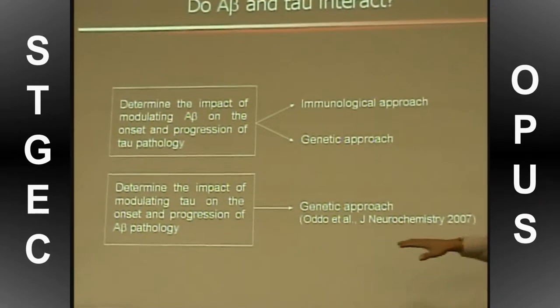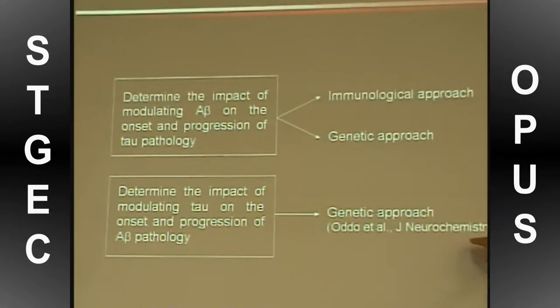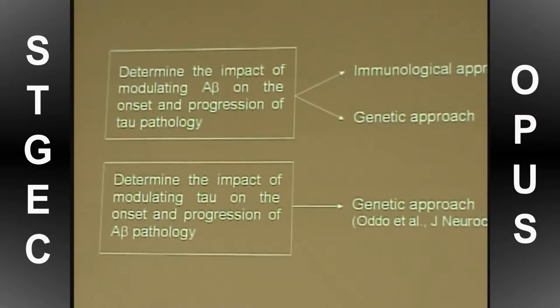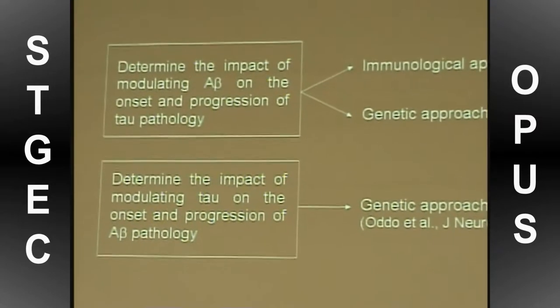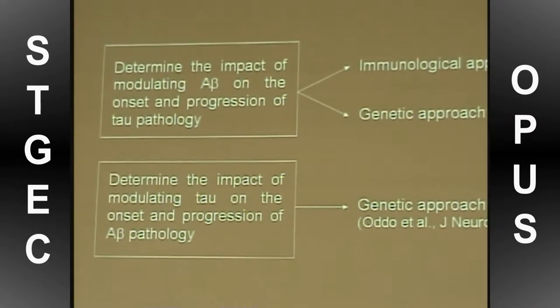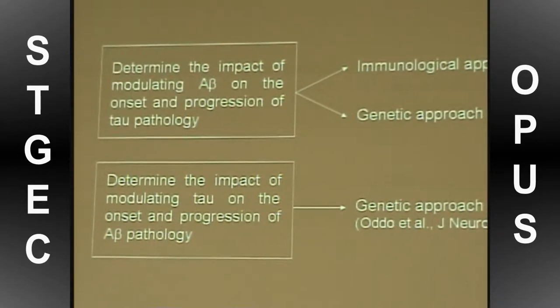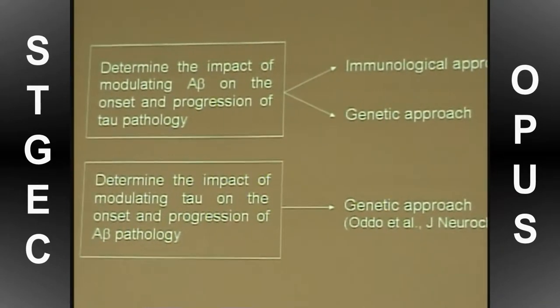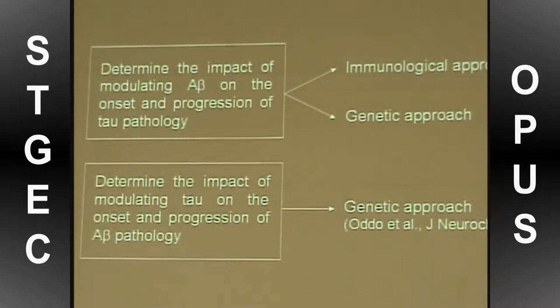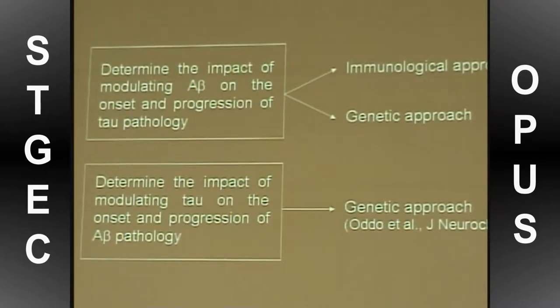There is not enough time to show you some of these data, so I'll just refer to this manuscript. However, I'd be happy to talk about this in more detail at the end of the talk. For today, I'll just show you the first part, where we modulate A-beta pathology using immunological or genetic approaches to determine if this will alter the onset and progression of tau pathology.